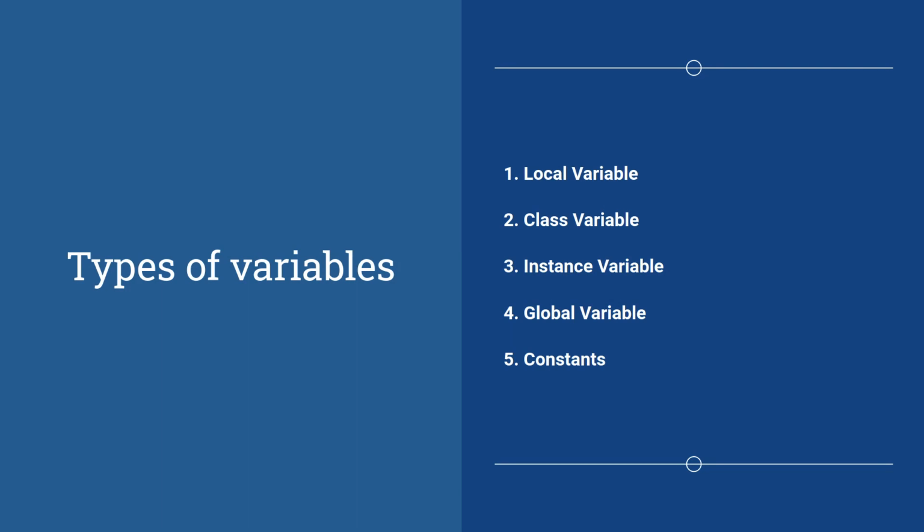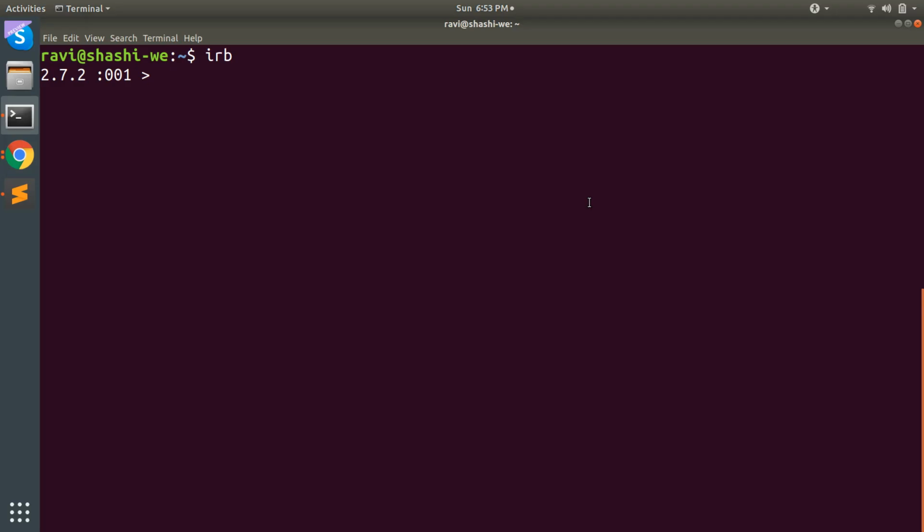First, we start with the local variable. Okay, let's come to the IRB first. A local variable always starts with a lowercase letter or an underscore. The scope of a local variable ranges within a block. The block can be anything like a conditional block, an iterator, a loop, or a method.